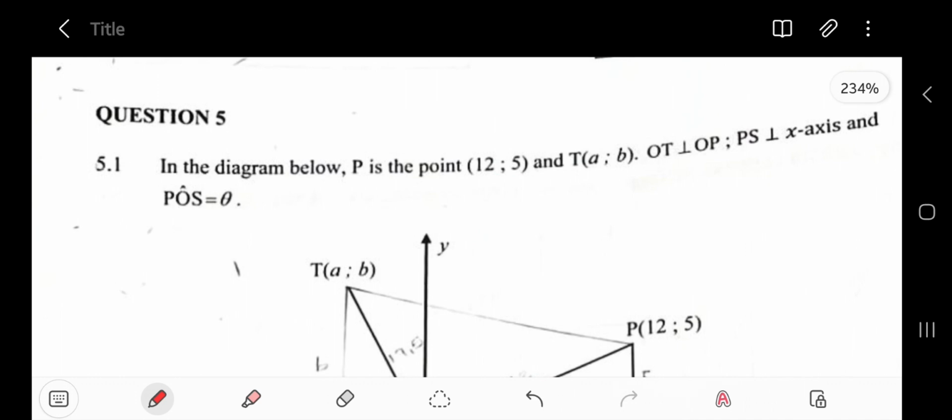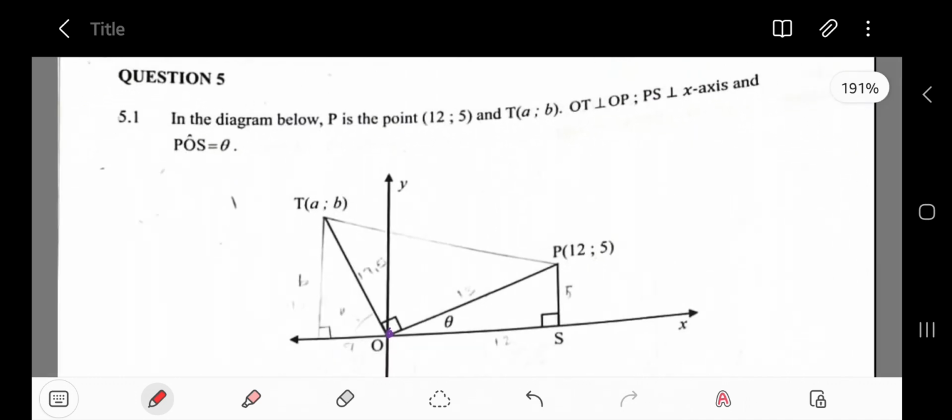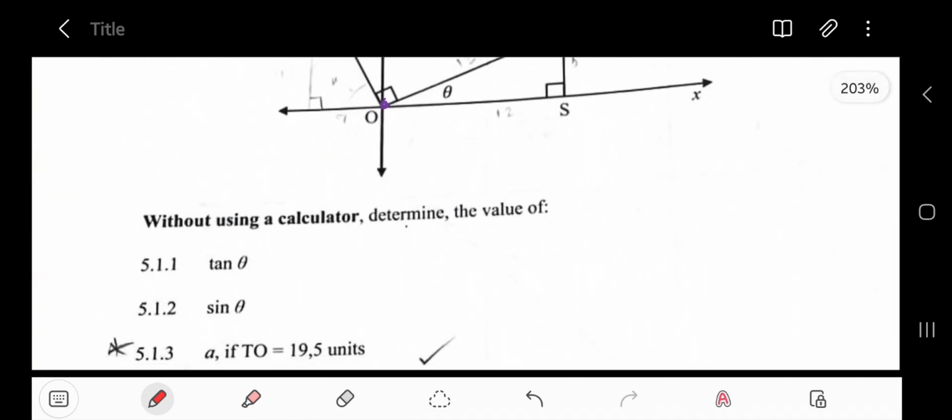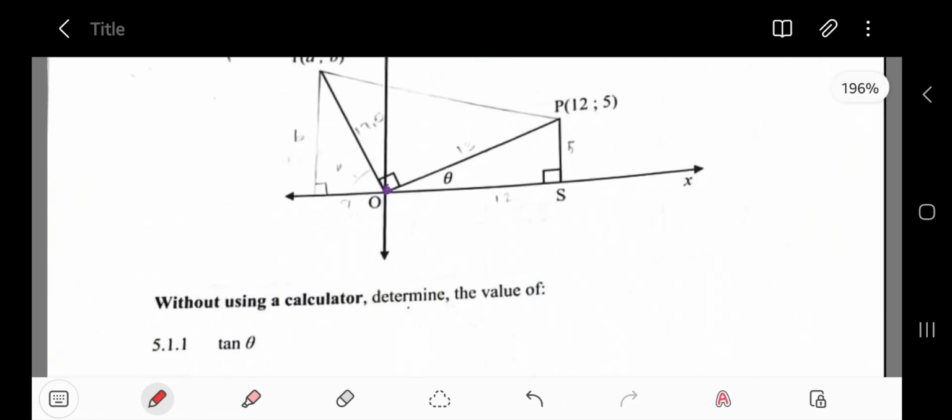Okay, so now they've given us this diagram here. It says in the diagram below, P is the point (12; 5), and T is (a; b). OT is perpendicular to OP, and PS is perpendicular to the x-axis, and angle POS is equal to theta. So everything that is in the statement is in our diagram, right? So now let's move on to the question. They want us to calculate, without using a calculator, the value of tan theta.